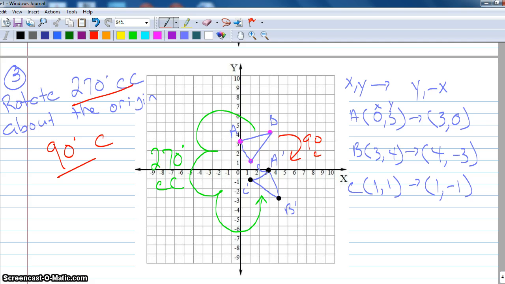And the 360 I'm not going to do, because if you're right here and you do 360, you're going to go all the way around and get back to the same point. So 360, like I said, is a free question, because (x, y) stays (x, y), the points never change.